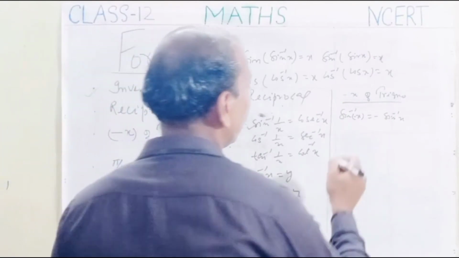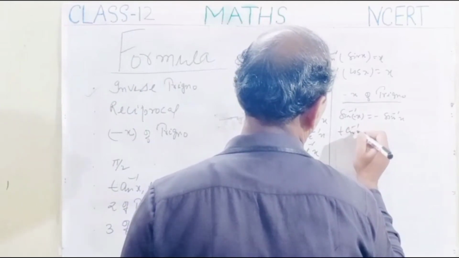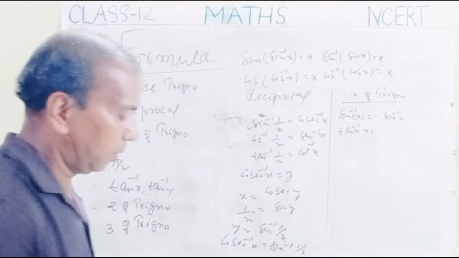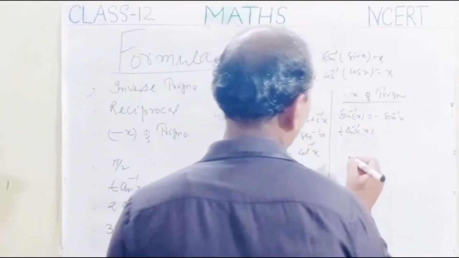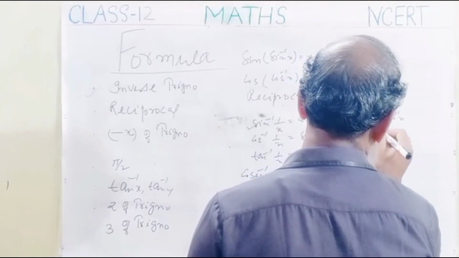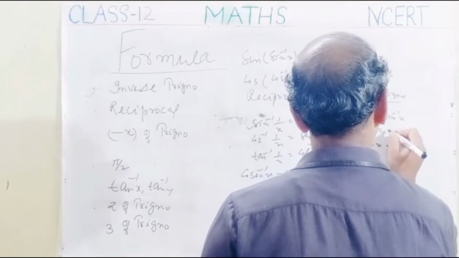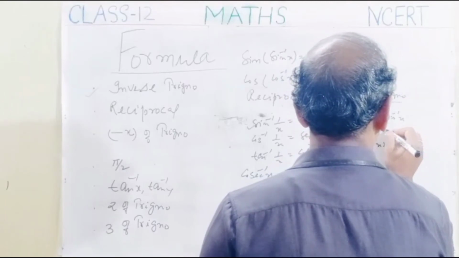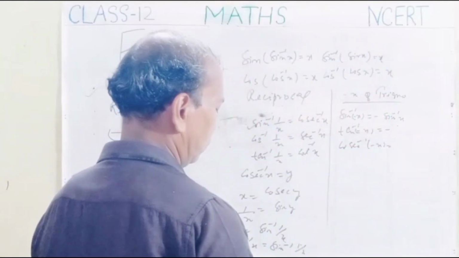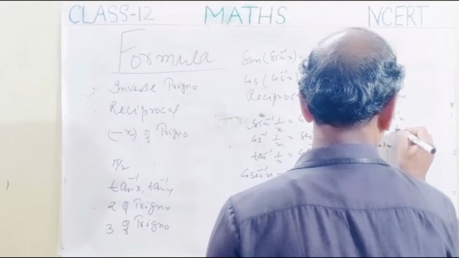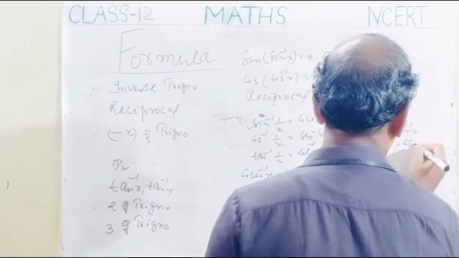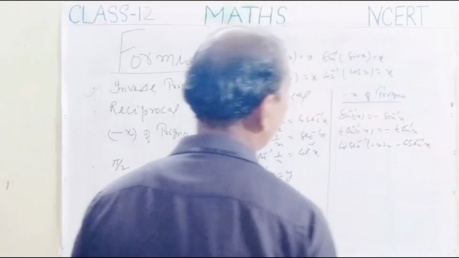Similarly, I can take tan inverse minus x, and then cosec inverse minus x. So this will be equal to minus of what? Minus of tan inverse x, and this is your minus of cosec inverse x.